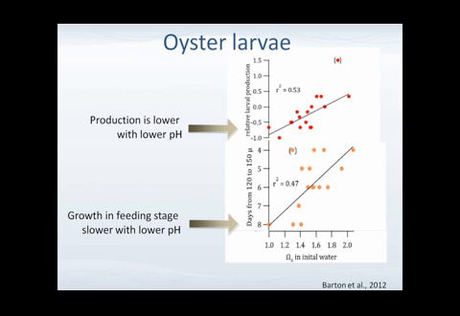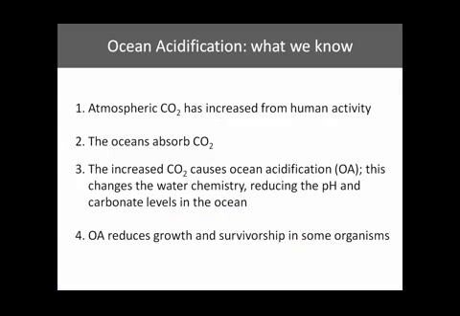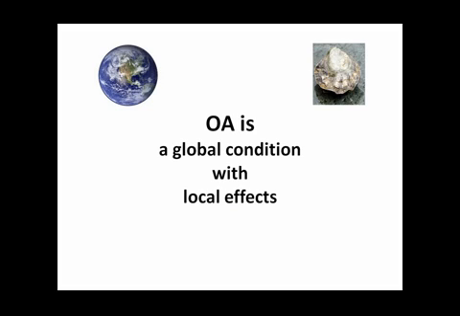And so here's really to sum up what we know about ocean acidification. We know that atmospheric CO2 has increased from human activity. We know that the oceans absorb CO2. We know that the chemistry changes and that reduces pH and carbonate levels. This has been measured. And we also know that ocean acidification, whether the effect is on carbonate or on pH, reduces growth and survivorship in some organisms. It's this last one that the scientific community is really working on better understanding. What organisms, and how is this effect happening?